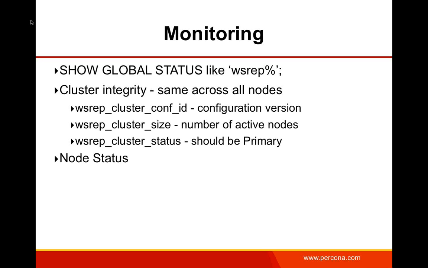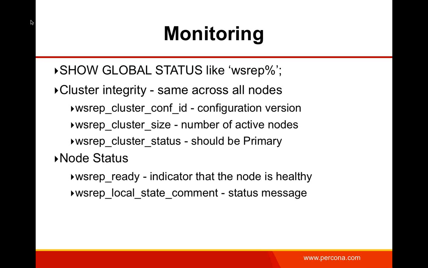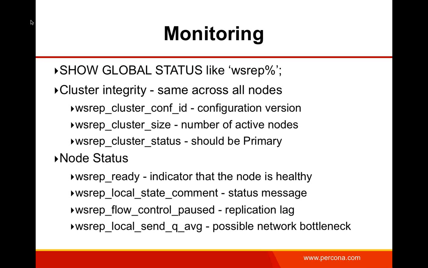At the individual node level, you can monitor wsrep_ready. This is an indicator that the node is a functioning member of the cluster and that it's ready to take connections and do operations. There's the local state comment, which gives you a basic status word about what state the node is in. For example, that will show donor when the node is donating to another node. Flow control paused is an indicator of replication lag. And then local send queue is an indicator of network bottlenecks.